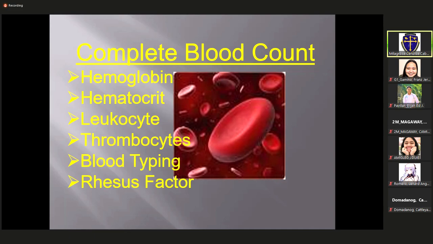Okay? Ang leukocyte naman natin, or what we call our white blood cells, is to determine the presence of infection. Pag tumaas yung leukocyte count ni mother, ibig sabihin, meron siyang infection. So, the doctor would readily give antibiotics to treat that infection. Kasi if it is left untreated, the baby inside the womb can be affected with the bacteria that is present in the blood.